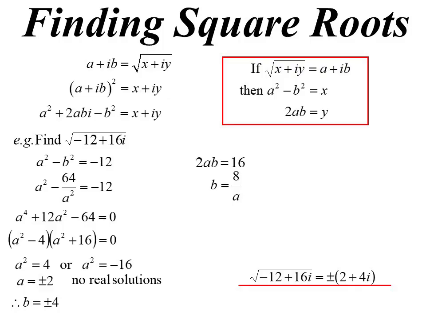Again, there's where the difference comes in. If I'm just finding the square root of a real number, say I said, what's the square root of 25? Right, it's just 5. It's not plus or minus 5. But when we're dealing with complex numbers, we say plus or minus, because you can't order the complex numbers.